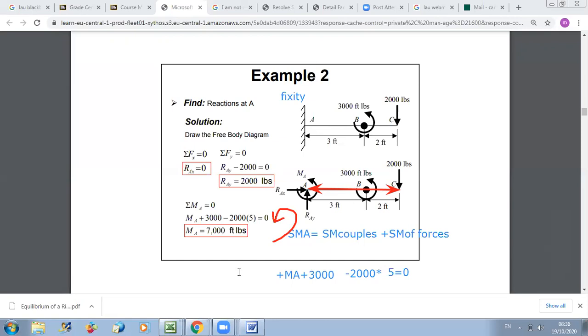Okay? Now, if I want to use another method, if I want to find MA by doing sum of moment about B, for example, let's try. So if I do sum of moment about B, this is another possibility, equals 0. What do I have? And I will also choose the counterclockwise as positive, like this.